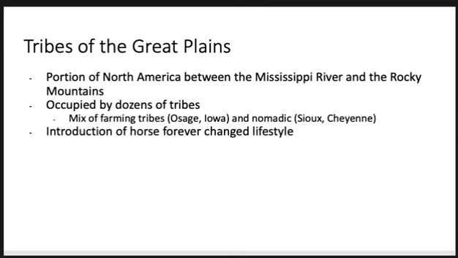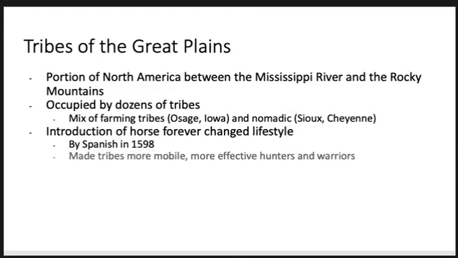The introduction of horses back in the 1500s forever changed the lifestyles of these tribes. They were first introduced by the Spanish in 1598. Remember, the Spanish arrived in the Americas before any other group from Europe. Horses made tribes much more mobile. They were more effective in hunting and more effective as warriors when they fought other tribes or fought against European colonizers. The main thing they hunted was buffalo, and of course, horses made it easier for them to hunt buffalo.